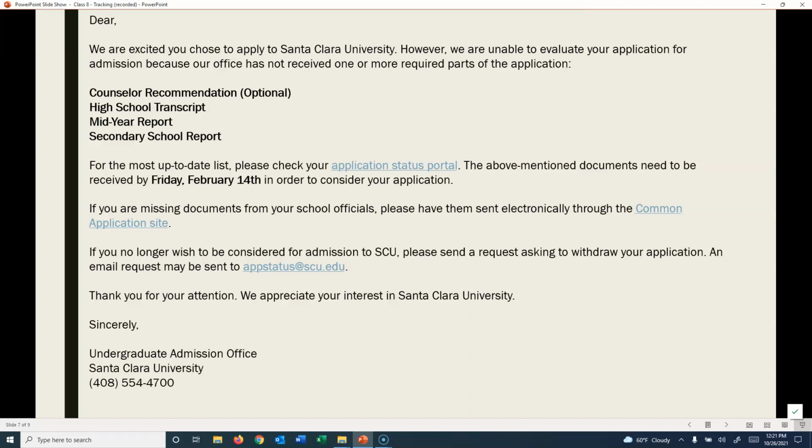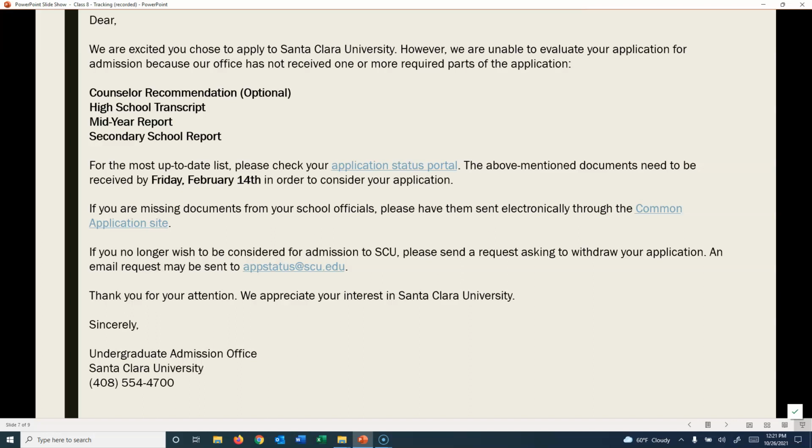And then they say, look at your application portal. Here's the deadline by which we need things to come in. Okay? Ignore this thing about through the Common Application site because we use Naviance. And again, they always say, if you've decided to withdraw your app, let us know so we can get rid of your application and stop bothering you about these things.